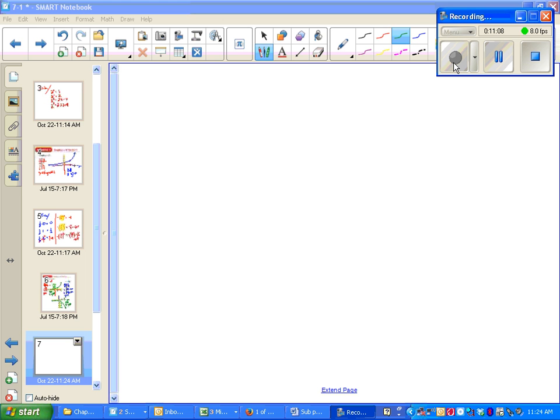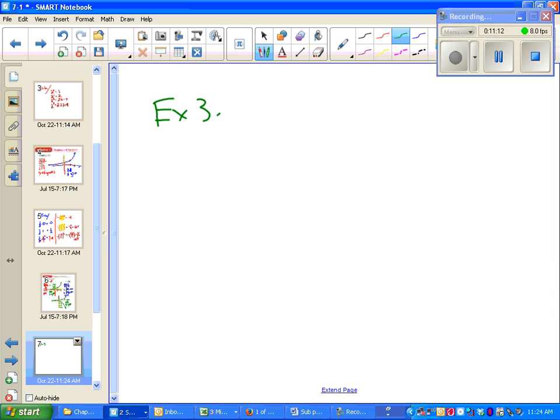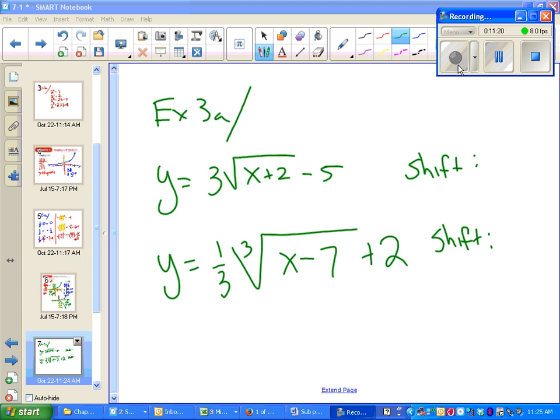Before we look at example 3, we're going to look at an example 3a to get you ready for it. I'm going to put up on the board 3 radical expressions, and I want you to identify the shift. I think I said I was going to put up 3. I'm only going to put up 2. Go ahead and pause the video, write these examples down, and identify the shift.